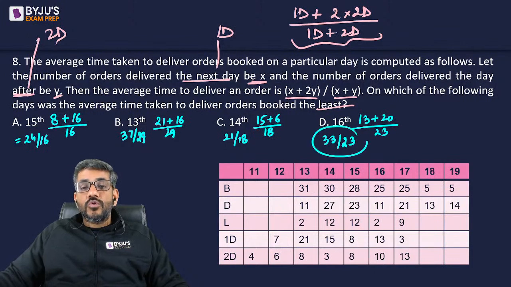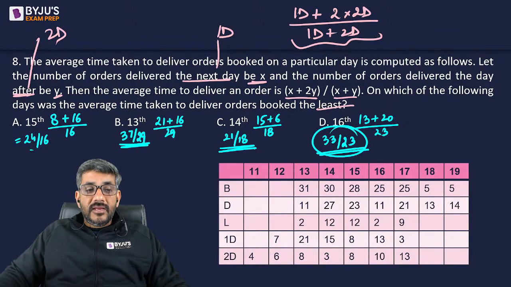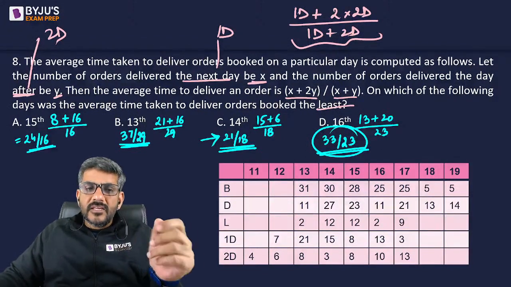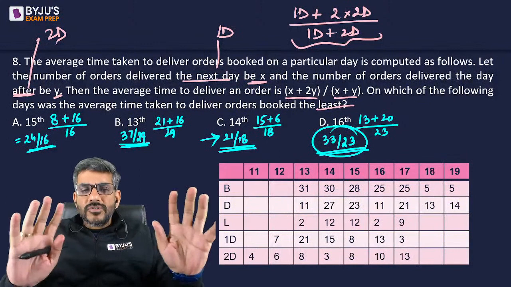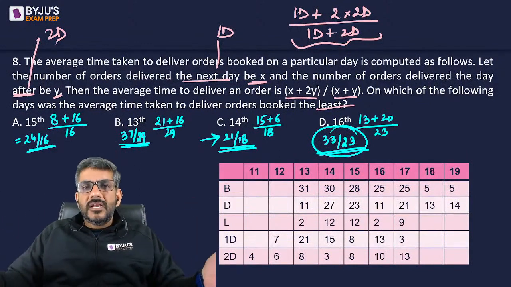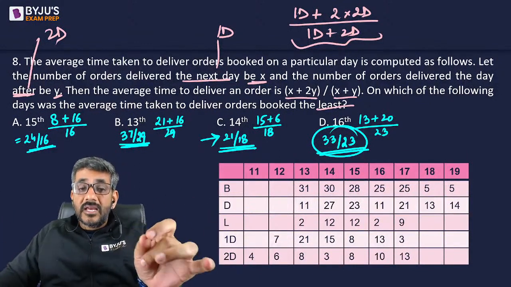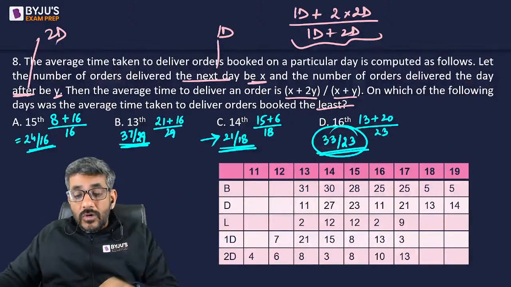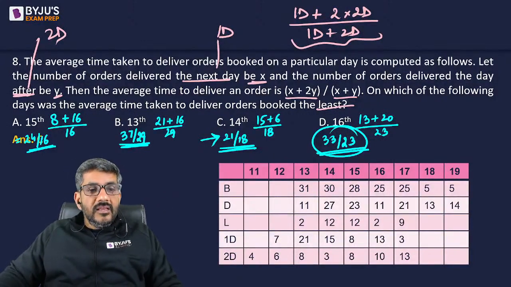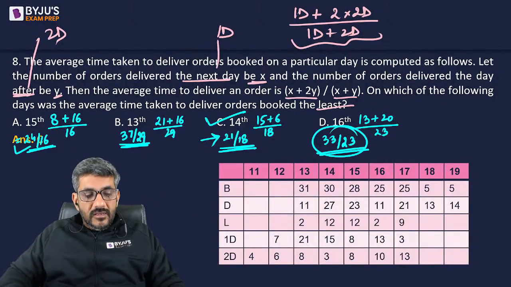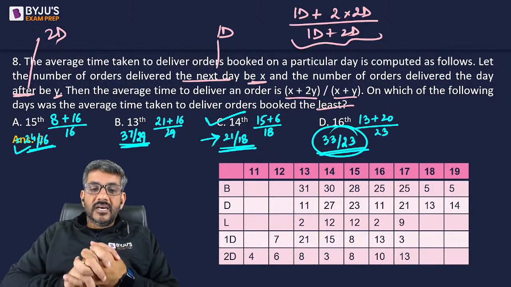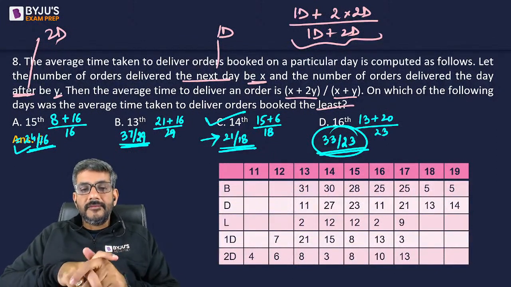इनमें से सबसे छोटा कौन है? 33 by 23, 21 by 18, 37 by 29, 24 by 16. It looks like C is the smallest because सबसे कम difference है numerator और denominator में, and almost all the same in terms of numerator and denominator. तकरीबन सब सेम है, लेकिन यहाँ difference is minimum. It is only 3. So in my opinion, answer should be C. Yes, it is C option. So 14th C is the correct answer for this quiz.